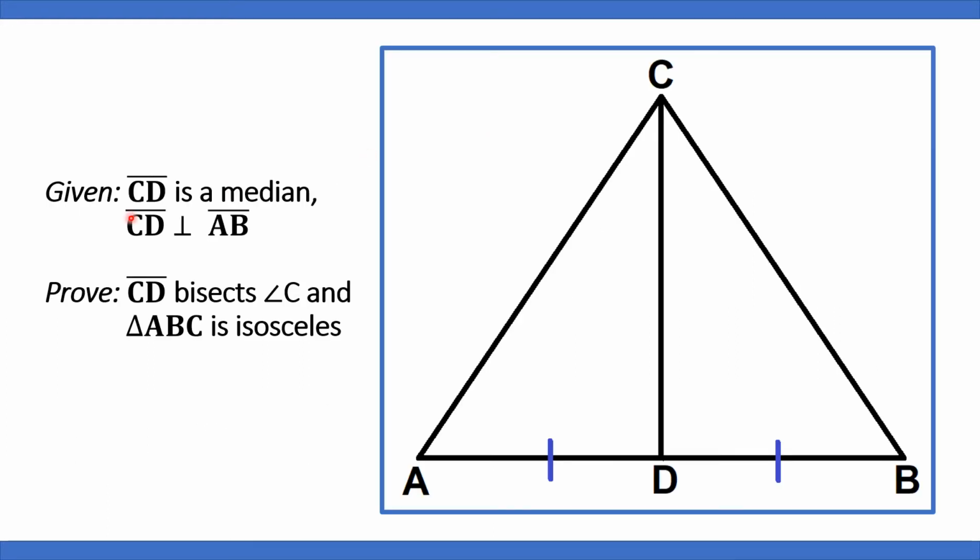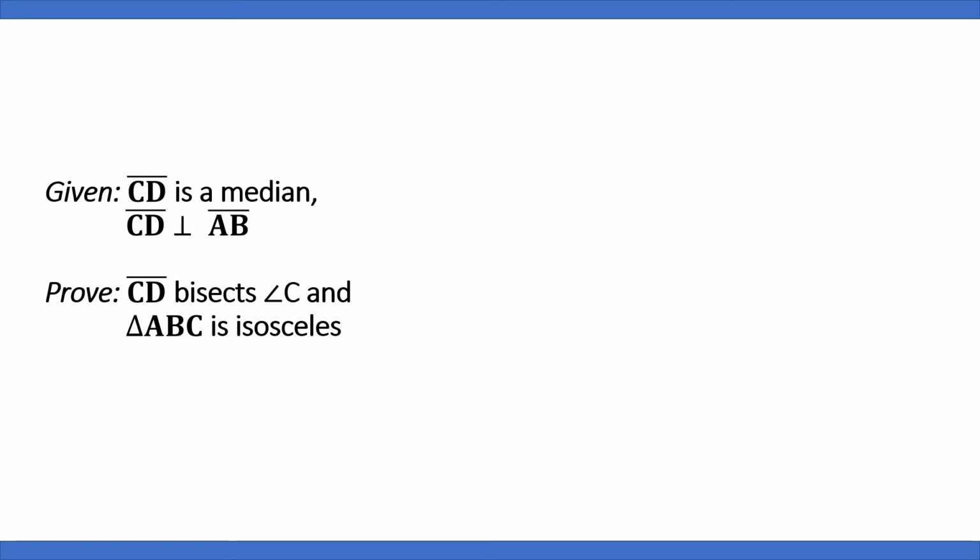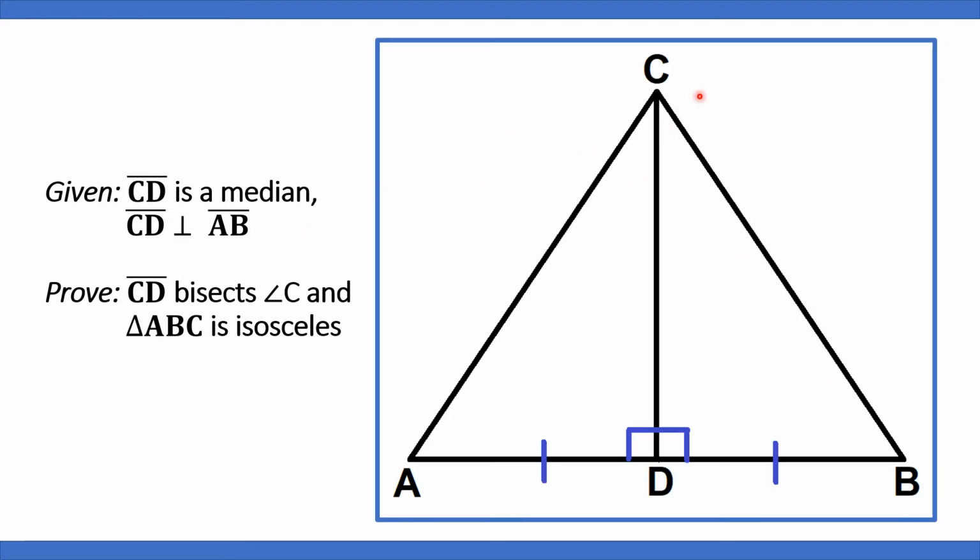We were given that line segment CD is a median. By the definition of a median, we can say that line segment AD is congruent to line segment DB. Also, line segment CD is perpendicular to line segment AB. The consequence is, angle CDA is congruent to angle CDB because these are two right angles.